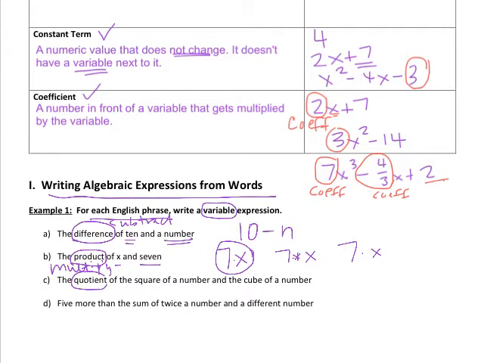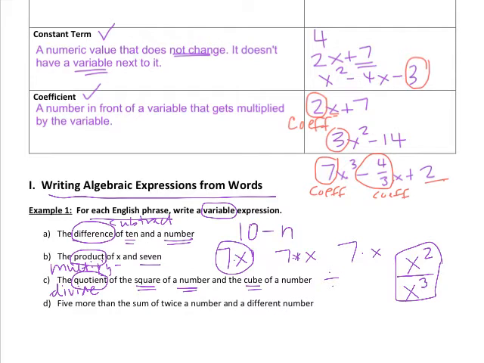The quotient of the square of a number, and the cube of a number. Quotient means divide. You could write the divide symbol, but more likely you're going to see this as a fraction, because a fraction is really a quotient. It's a division problem. So it says the quotient of the square of a number, I'm just going to use x here, and the cube of a number. The cube means that it's to the third power. So third power is cube, square is second power. So here's our answer for part C.